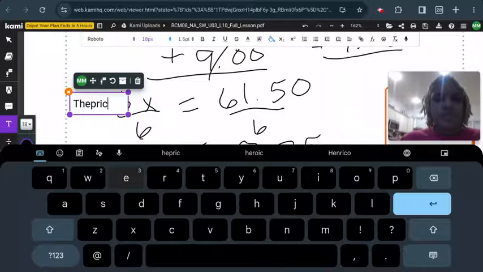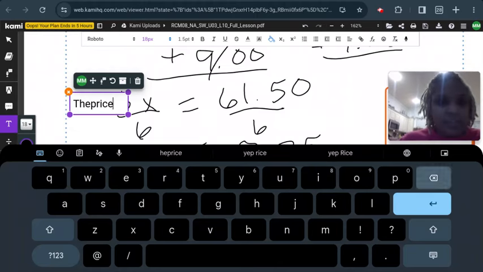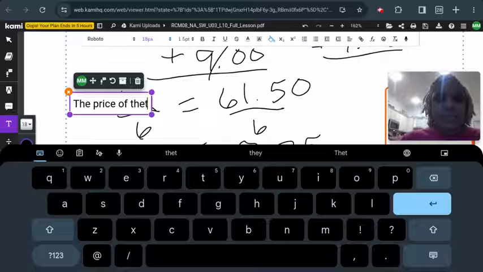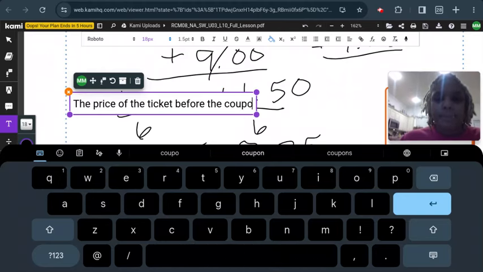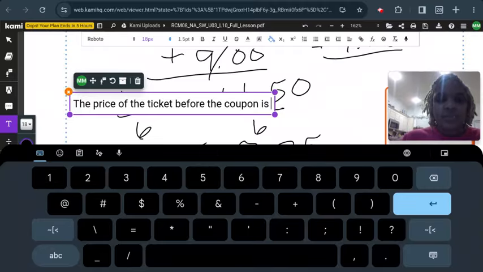The price of the ticket before the coupon is $10.25. I want you to begin writing all your answers in complete sentences.